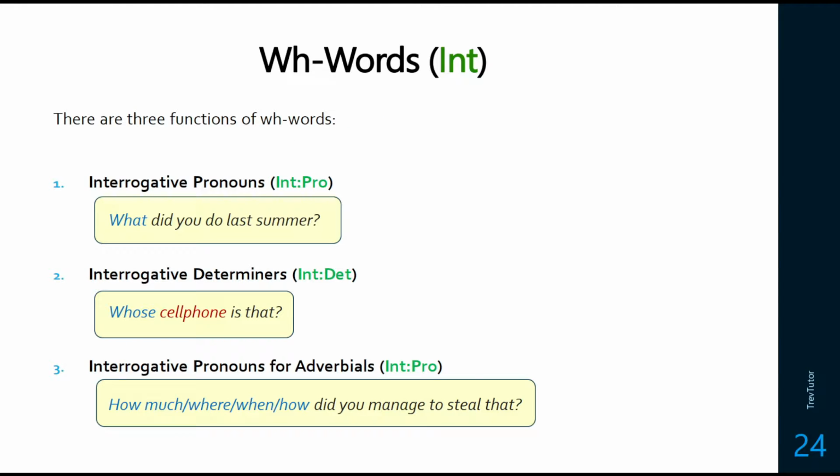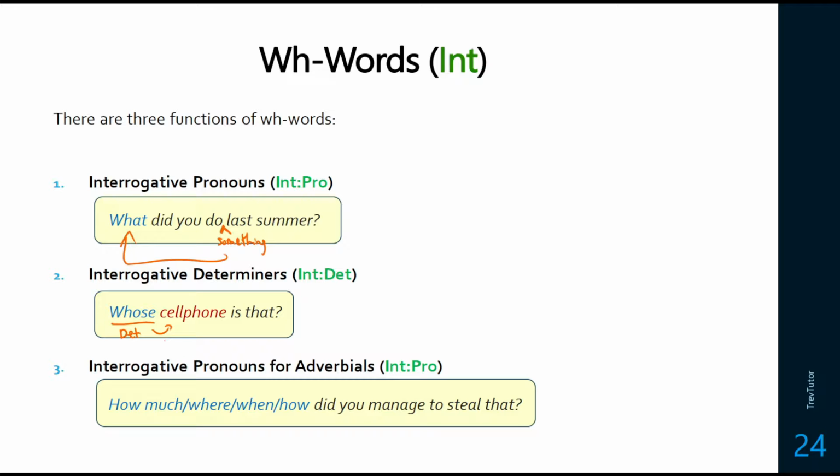So here's the types of WH words we're going to see. We have interrogative pronouns and interrogative determiners. So for interrogative pronouns, like what did you do last summer? This is saying you did do something last summer. So something is originating here, and what's happening is it's being moved up to the front. Or whose cell phone is that? So you can say, this cell phone is mine. But what's happening here is this is acting as a determiner for the noun phrase.